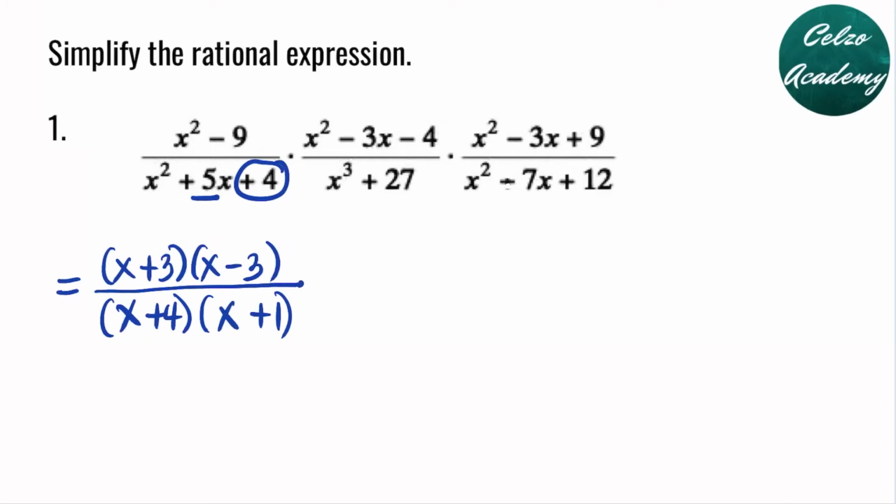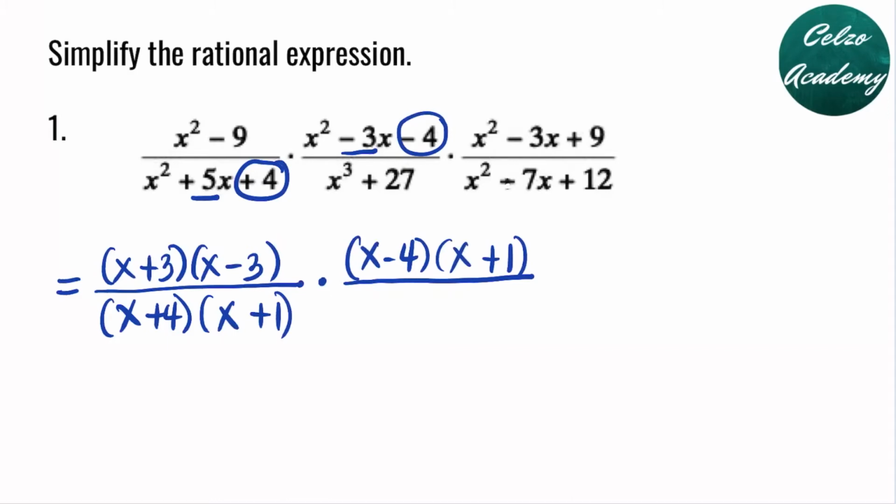Let's continue with the second rational expression. Factoring x squared minus 3x minus 4, we need factors of negative 4 that give us a sum of negative 3. What do you think are the two numbers that multiply to negative 4 and add up to negative 3? That is negative 4 and positive 1. Negative 4 times 1 is negative 4. Negative 4 plus 1 is negative 3. So the factors are x minus 4, x plus 1.